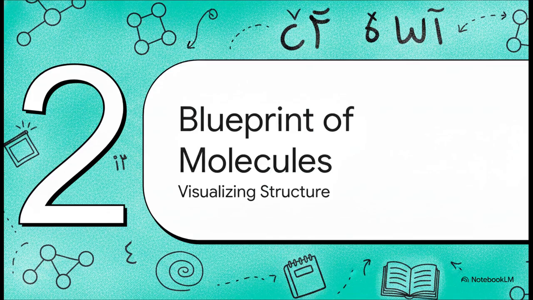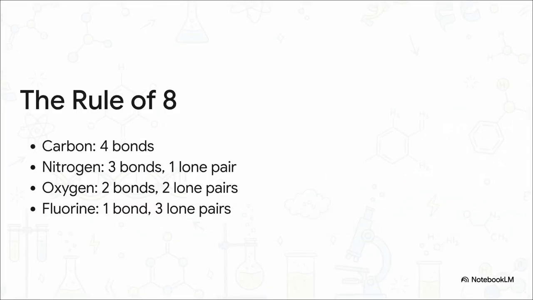Moving right along to Section 2, the blueprint of molecules. So we all know the octet rule, but I want you to think of it as the core visual alphabet for drawing chemical structures. Carbon anchors our map with 4 bonds. Nitrogen likes 3 bonds and keeps 1 lone pair. Oxygen demands 2 bonds with 2 lone pairs. And halogens, like fluorine, they take 1 bond and 3 lone pairs. Once we start viewing this as a strict visual grammar, rather than just abstract math, drawing complex molecules becomes as logical as connecting the dots.